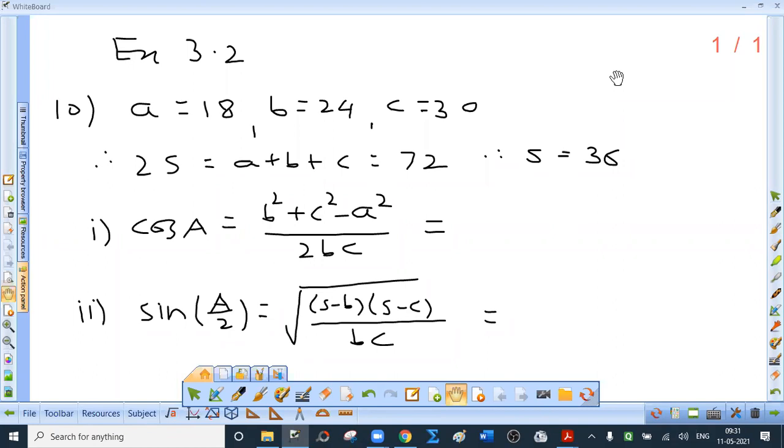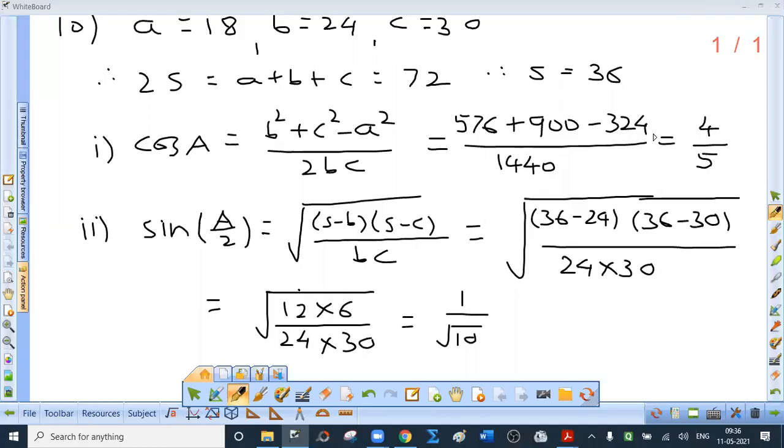Now we will use formulae. What is given? Small a, b, c are given. So find out 2s, that is the perimeter. It is 72. So what is s? Semi-perimeter, 36. Now what is cos A by cosine rule? b square plus c square minus a square upon 2bc. You will have to tell me the answer. Substitute the values. Similarly, what is sin A by 2? Root of (s minus b)(s minus c) upon bc, and so on. Write down.